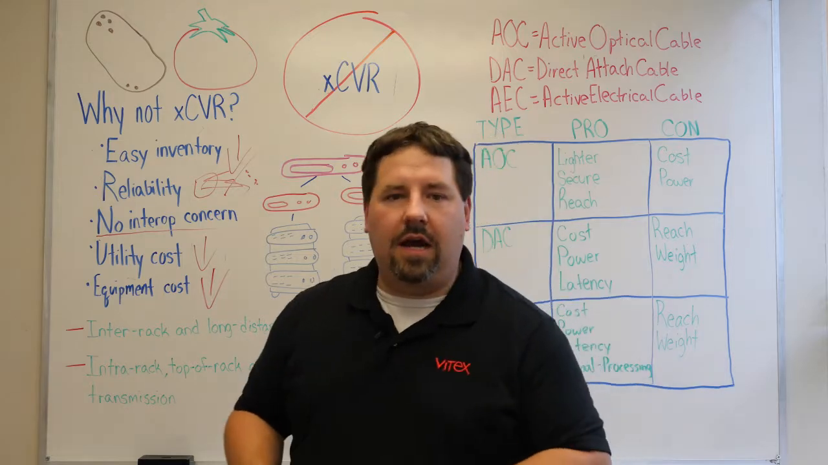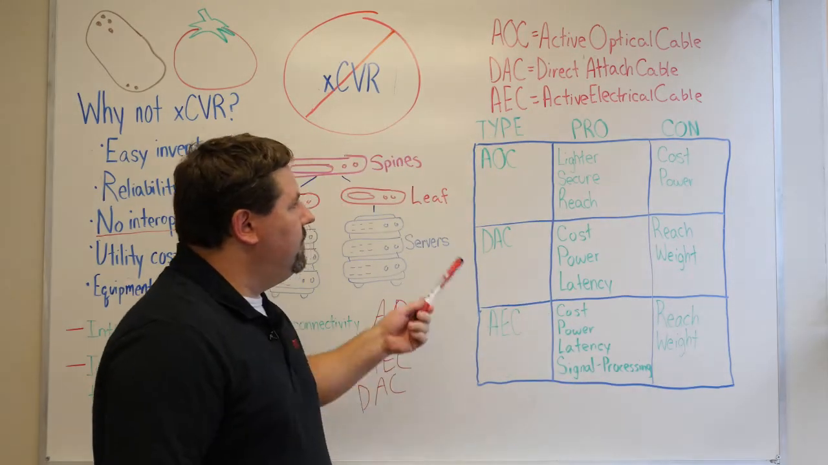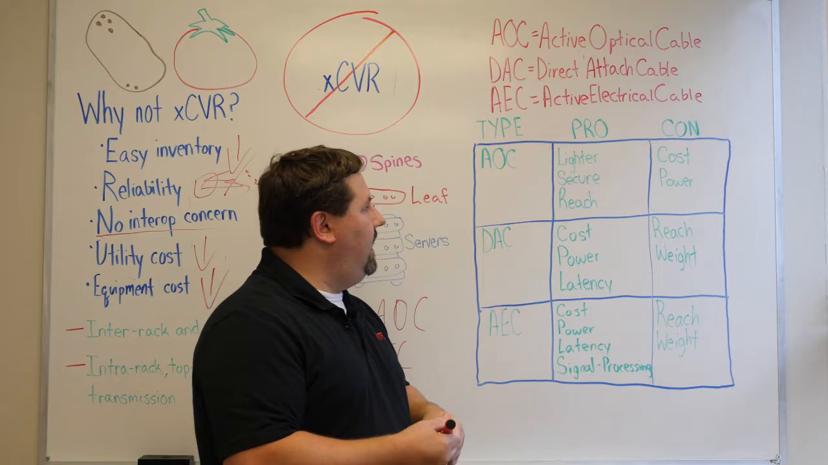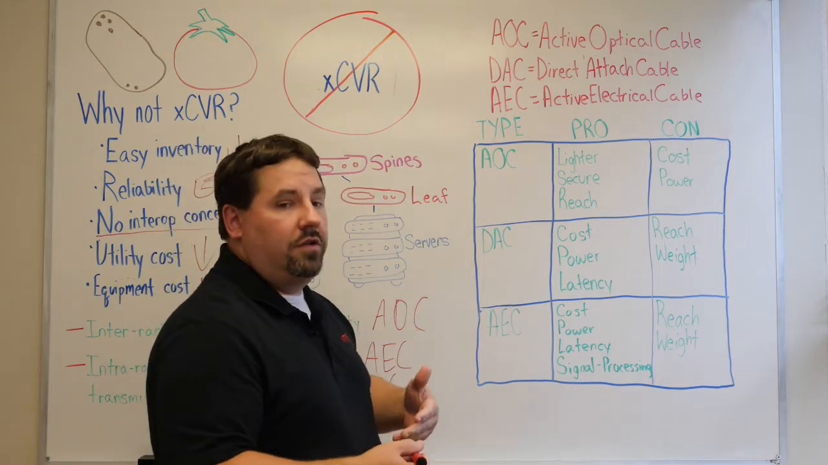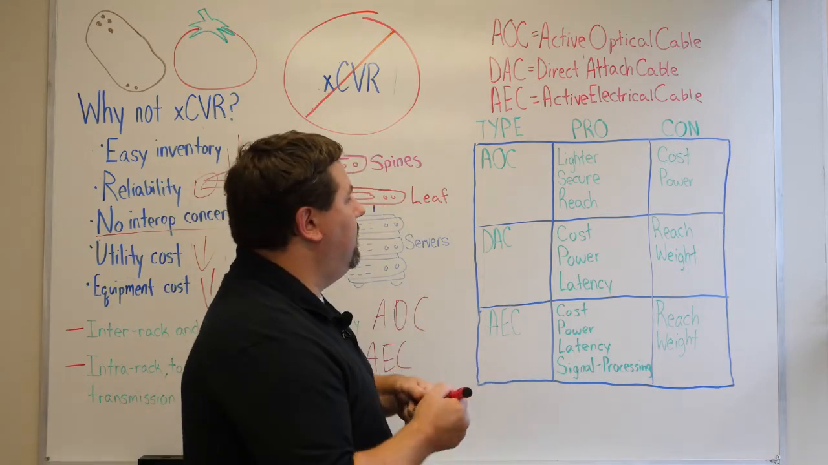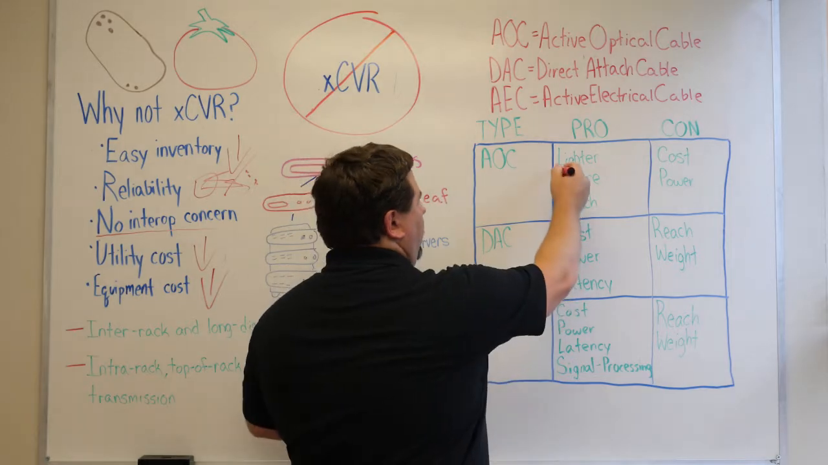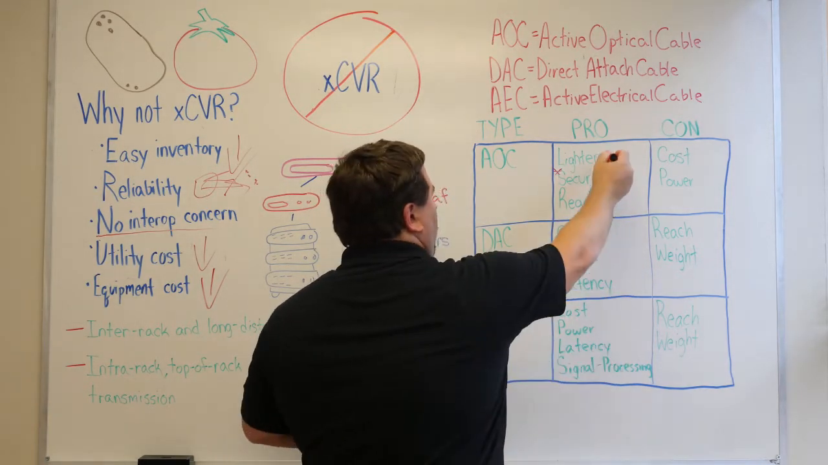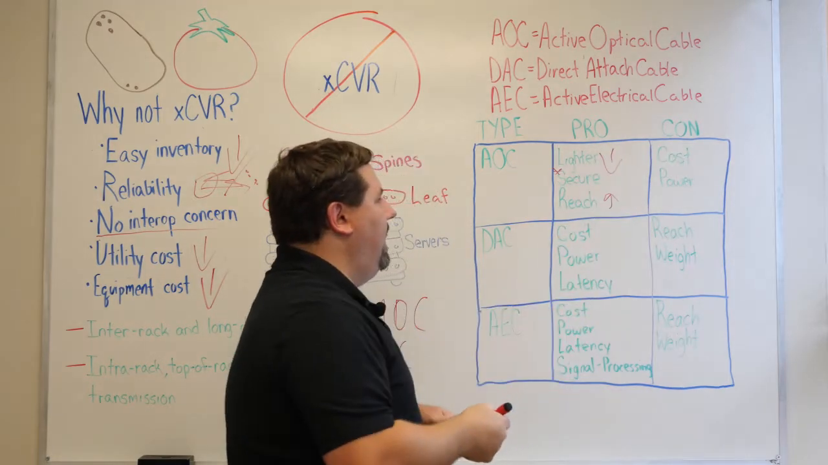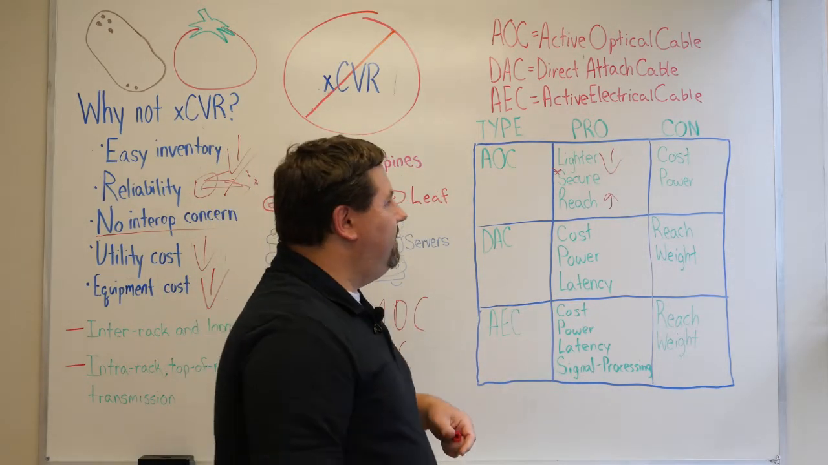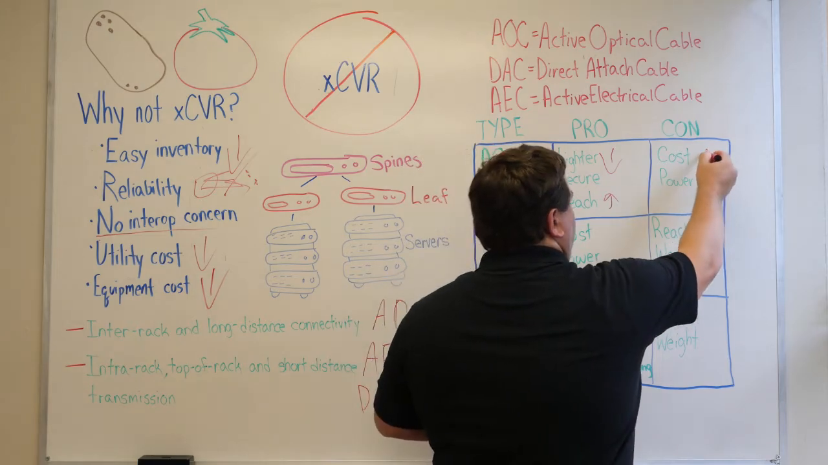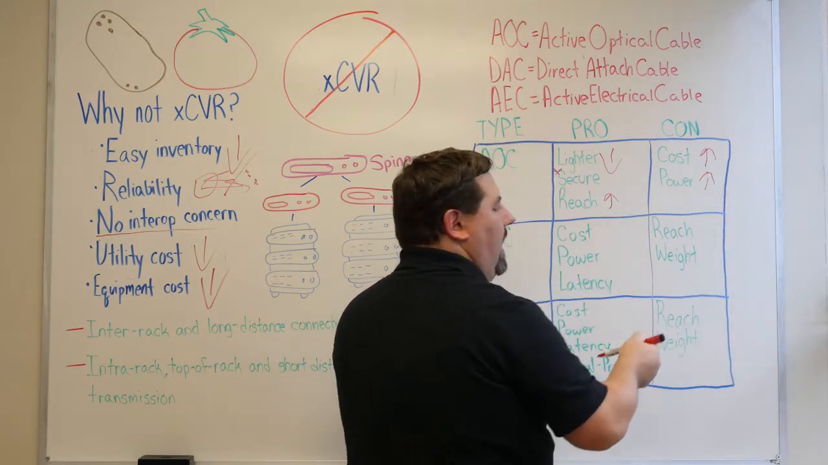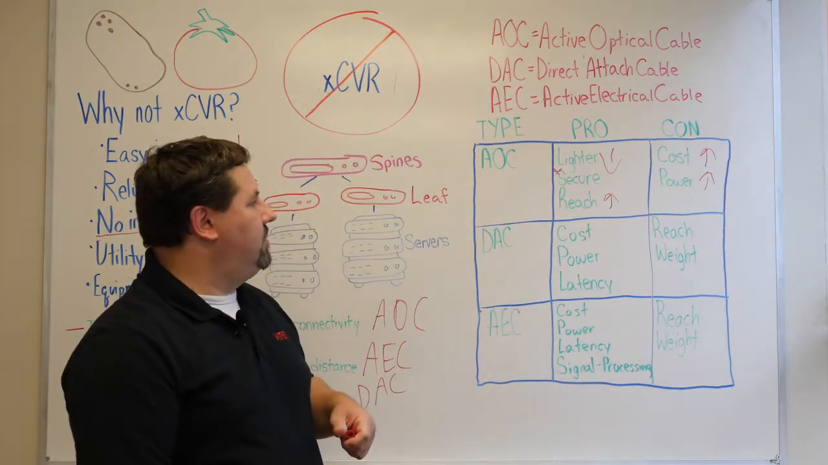But what are the pros and cons of using these different solutions? First, we started with the AOC. It's much lighter, and it's more secure because it's fiber versus a direct electrical connection. So we get some nice security, we get some pretty long reach, and our weight can drop way down. But the disadvantages are that they're usually higher in cost and require more power consumption.